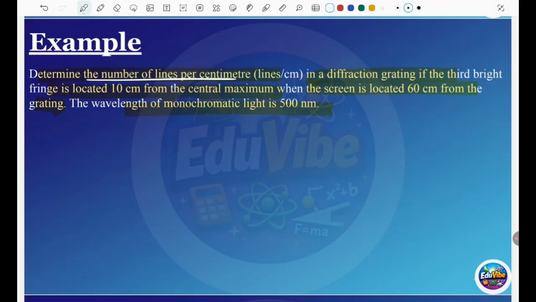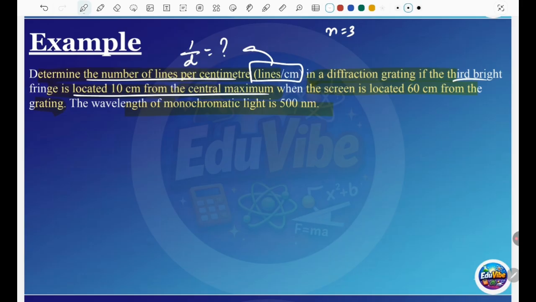If they ask you to find the number of lines per centimeter, this means you have 1 upon d, and that is what we have to find, in lines per centimeter. We have a third bright fringe, which means n is 3, and it is located 10 centimeters from the central maximum, so we have x. Make sure all your values are in centimeters because we want lines per centimeter. If anything is in meters, you have to convert it. And the screen is 60 centimeters from the grating. The grating is the light source, so you have 60 centimeters as L.